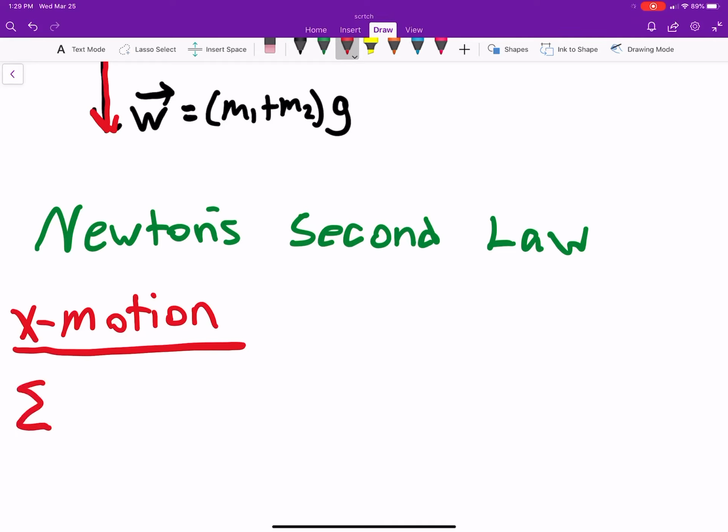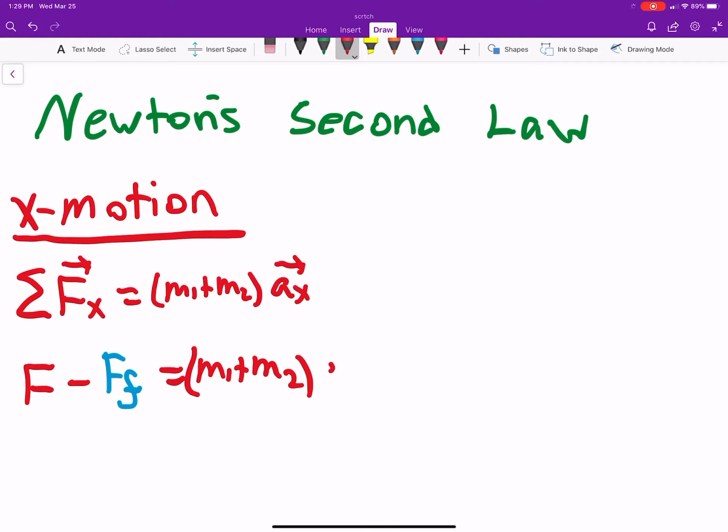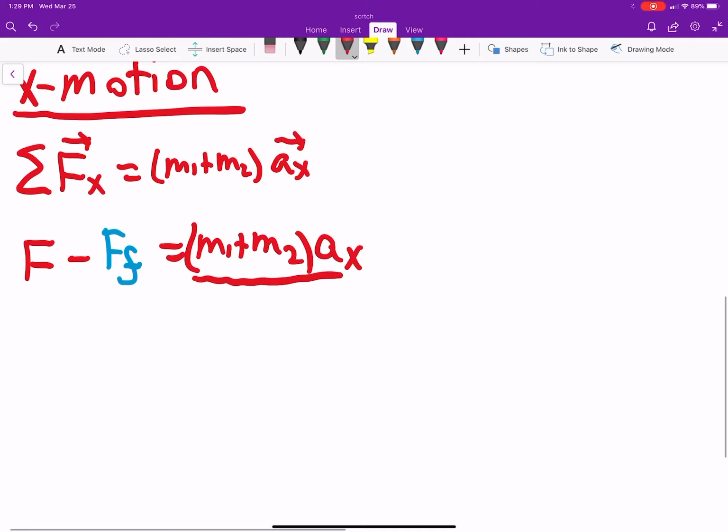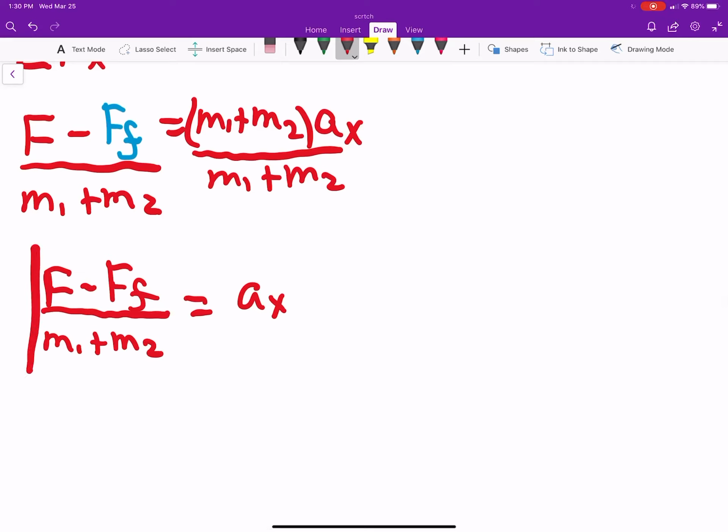So we just start writing Newton's second law. The sum of all forces in the x direction is the mass of the system, which is m1 plus m2, times our x acceleration. What forces are acting in the x direction? Well, we have that force of the push, which is in the right, so that's positive, minus the force of friction, and that should be equal to m1 plus m2 times our acceleration in the x direction. Or, if we divide both sides by m1 plus m2, we'll have our force minus our force of friction over mass 1 plus mass 2 is equal to our acceleration. So we isolated acceleration, that's great.